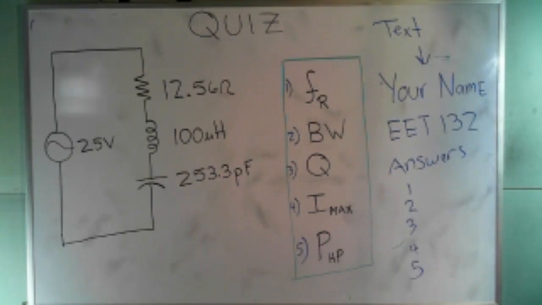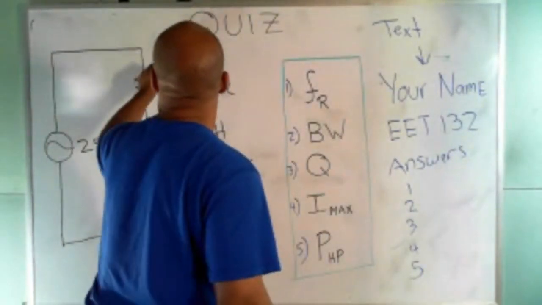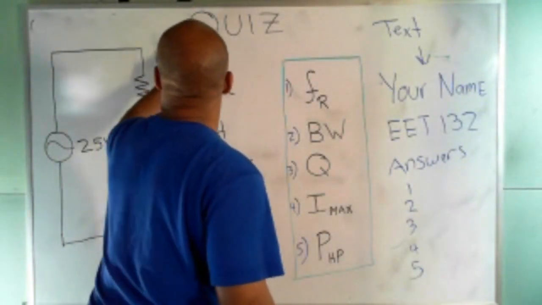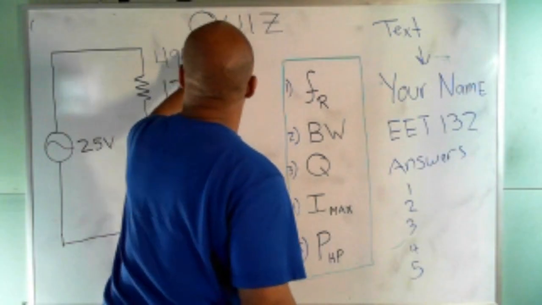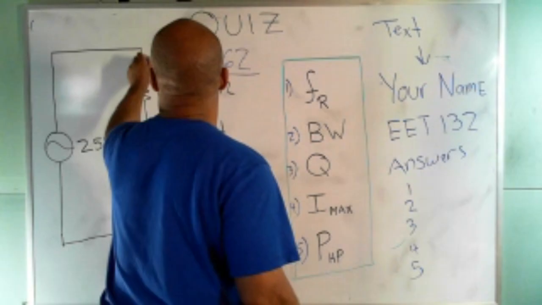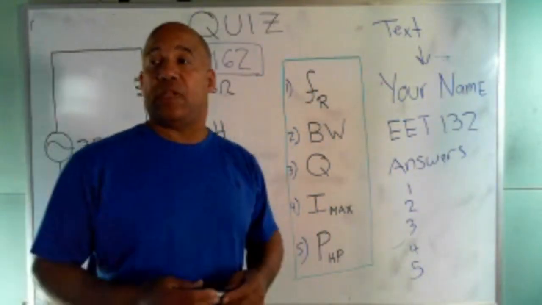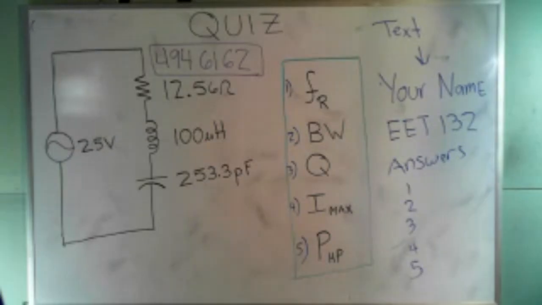If you don't have the number, I will put it on the board, but you should have it. You're going to text it to 4946162. So text your quiz to that number. You need to do it within the next 60 seconds.